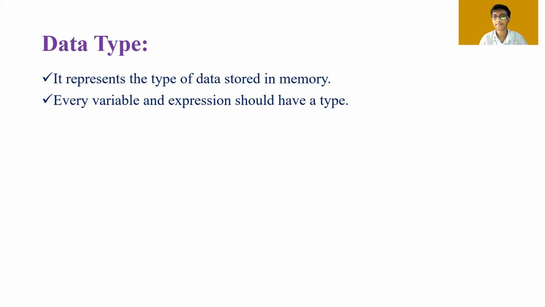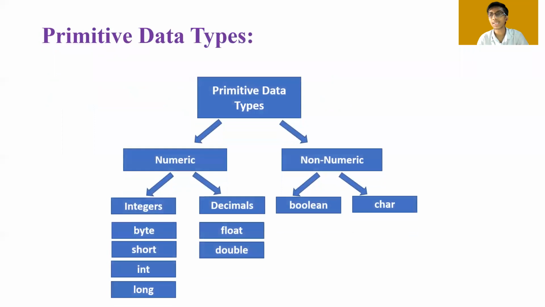Now let's see the classification of the various data types. The primitive data types are majorly classified into two types: the first one is the numeric data types and the second one is the non-numeric data types. Inside the numeric data types, we are majorly classifying into integers and floating point numbers, that is, decimal numbers. Integers are represented using four data types: byte, short, int, and long. Anyway, we will discuss all four of them. In the decimal format, we have the float and double data types.